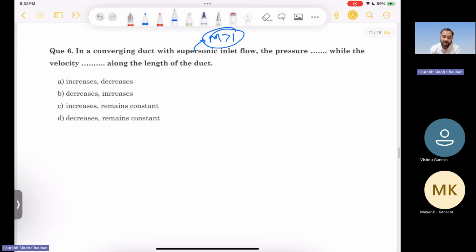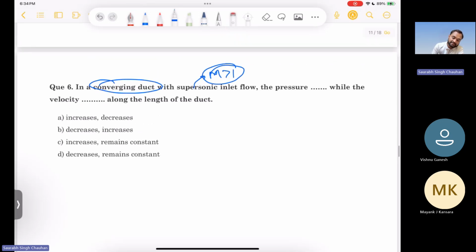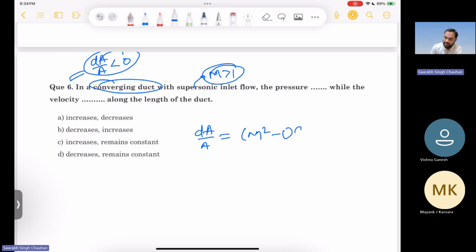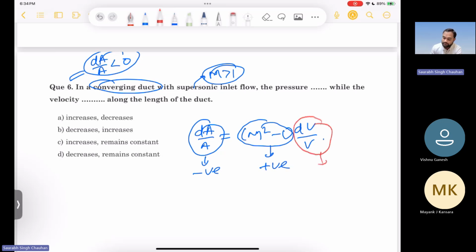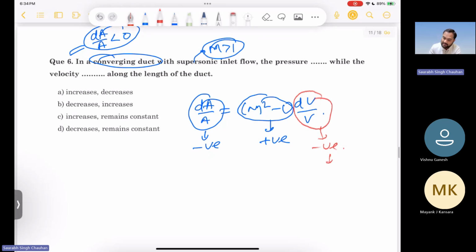Supersonic inlet flow means Mach number is greater than 1 and it is a converging duct. Converging duct means area is decreasing, so dA by A is negative. Again, you can use the same relation: dA by A equals (M square minus 1) dV by V. It is a converging duct, so this term is negative, and it is supersonic, so M is greater than 1, so this term is positive. That's why dV by V will have to be negative. So velocity will be decreasing, so it will act like a diffuser.